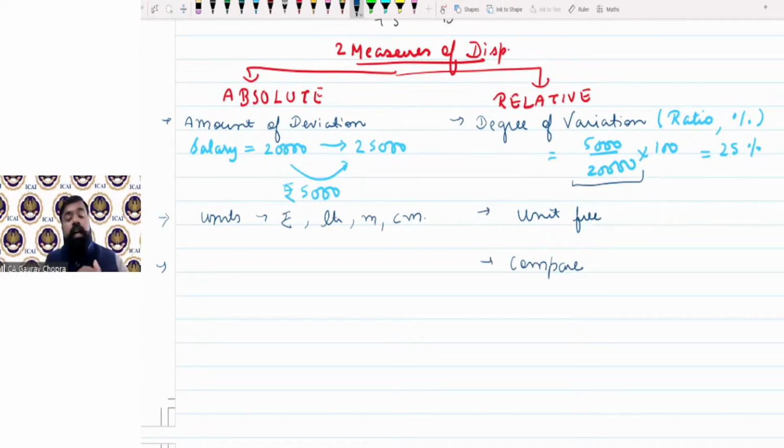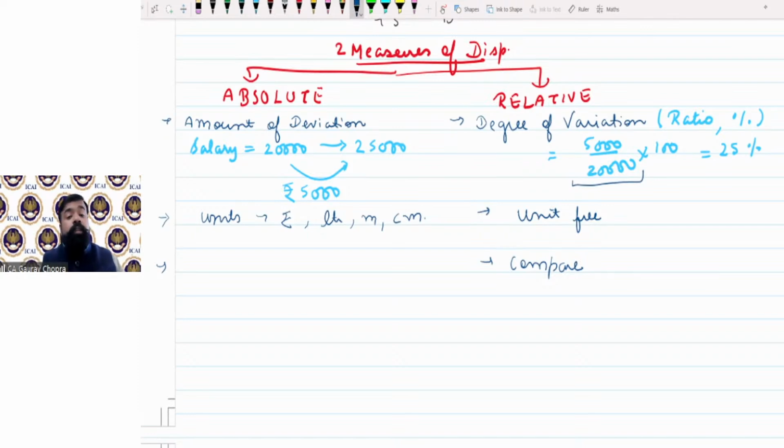अगर किसी ने कहा कि salary increased by 5,000, now this increment is good or not, वो किससे पता लगेगा? With the help of percentage. If a person is earning only 10,000 and the salary hike is 5,000 rupees, that means 50% is the salary hike. That is very, very good.